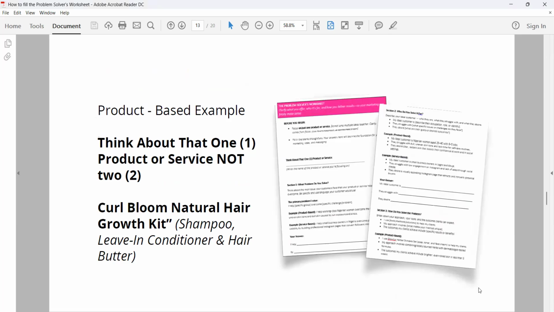No. So let's look at another example. This one is product based. All right. We are still going to focus on just one service. So Temitope is a salon owner and she makes natural hair growth kits for different hair types. But to fill this worksheet, she's going to focus on her Coil Bloom Natural Hair Grow Kit. It has shampoo, leave-in conditioner, and hair butter.